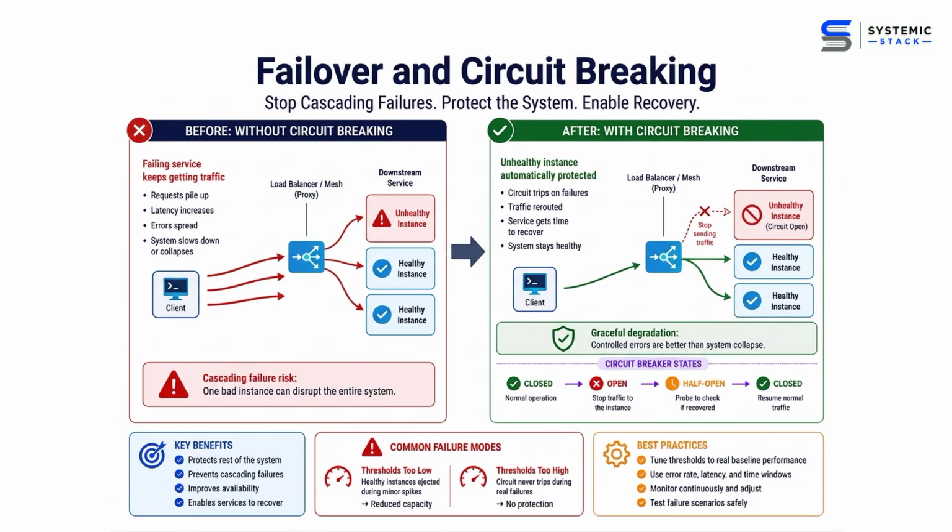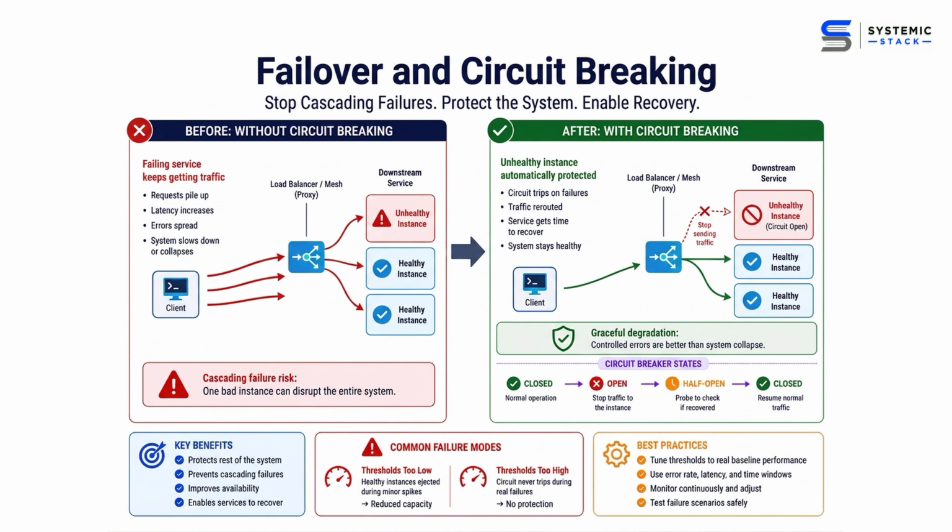Failover and circuit breaking are your last lines of defense against cascading failures. These work by having the mesh monitor the health of service instances and tripping a circuit breaker if failure rates exceed a certain threshold. What matters here is that it stops a failing service from being bombarded with requests, giving it a chance to recover while protecting the rest of the system. In an interview, emphasize that this is how you achieve graceful degradation. You'd rather return a controlled error than let the whole system hang.